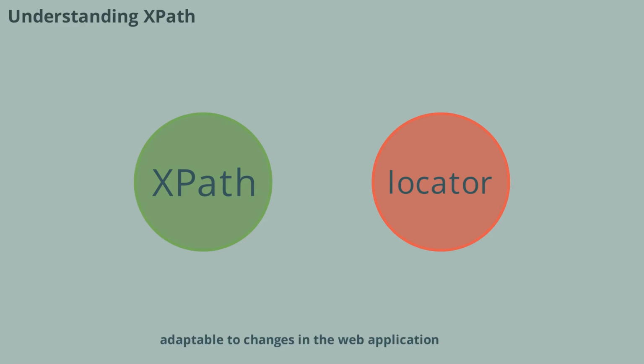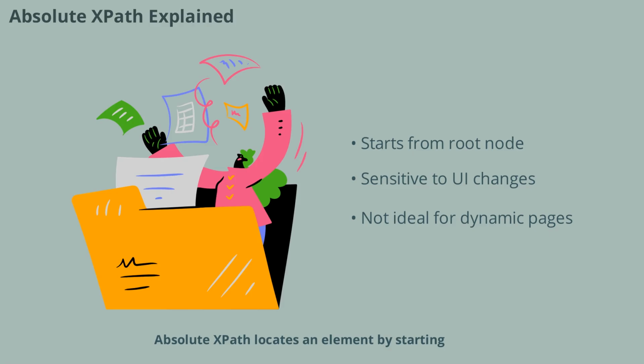Absolute XPath locates an element by starting from the root node of the HTML document, typically the HTML tag. While this method is straightforward, it's also fragile. Any change in the UI structure can break the XPath. For example, an absolute XPath might look like /html/body/div/div[2]/div/div/div[1]/div/input. Because of its sensitivity to UI changes, absolute XPath is generally not recommended for dynamic web applications.